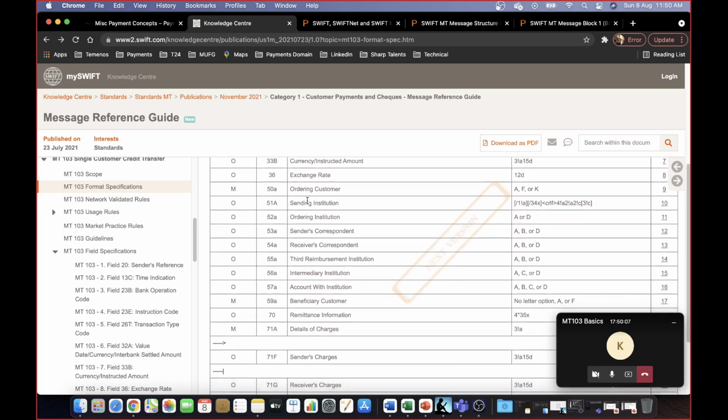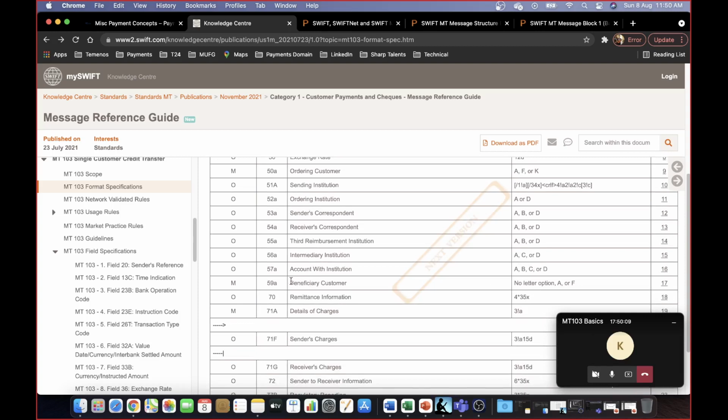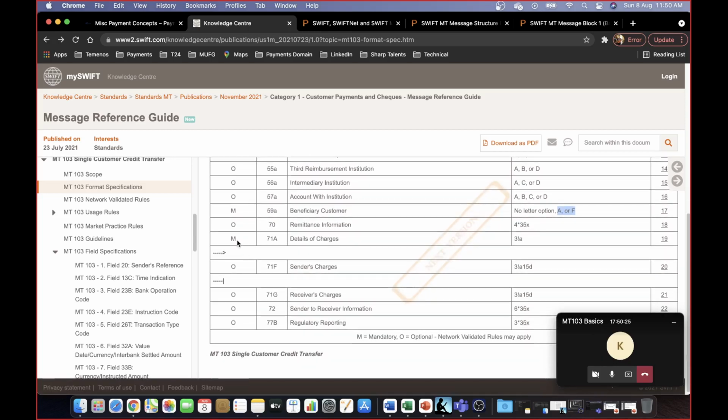So the next mandatory field is tag 59, which is beneficiary customer. It can have no letter option, or A or F. So no letter option. Again, you can go to the specification to read in detail about the different options available to the user. The next one is tag 71A, which talks about the charges.